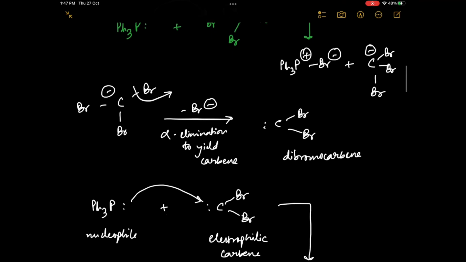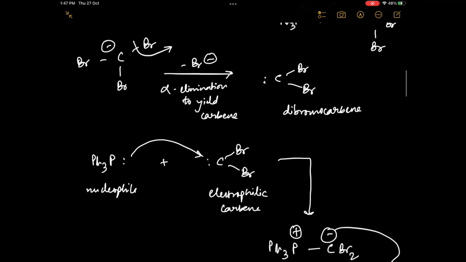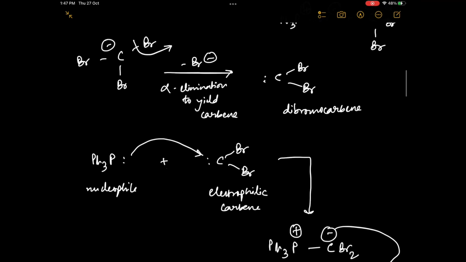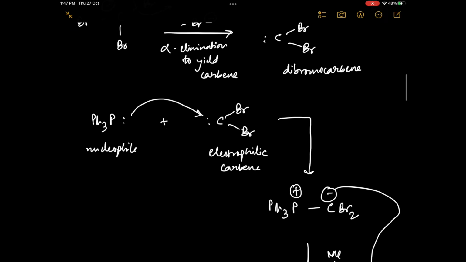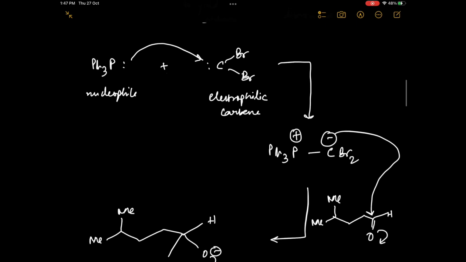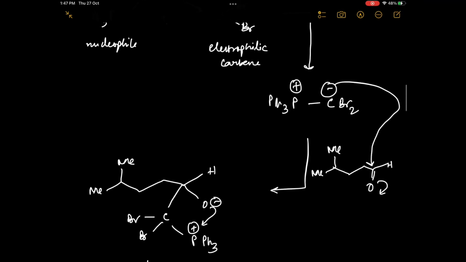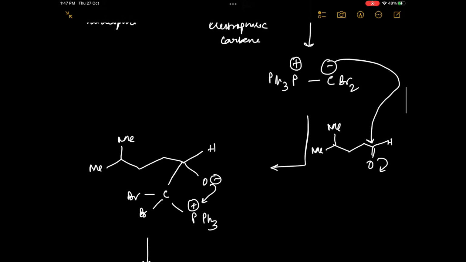So this ylide ultimately reacts with the carbonyl compound, which is the aldehyde group. You can understand that the mechanism of this reaction is quite similar to the Wittig alkene or Wittig olefin synthesis. So as I said, this PPh3+ CBr2- reacts with the aldehyde group, and we get the tetrahedral intermediate, which contains an O- and the PPh3+.